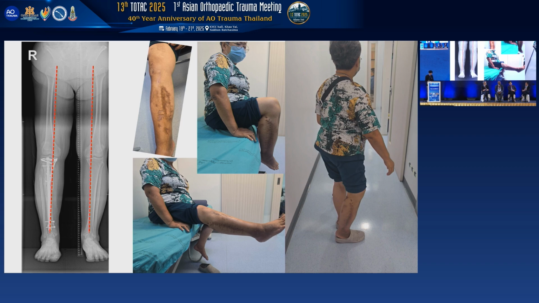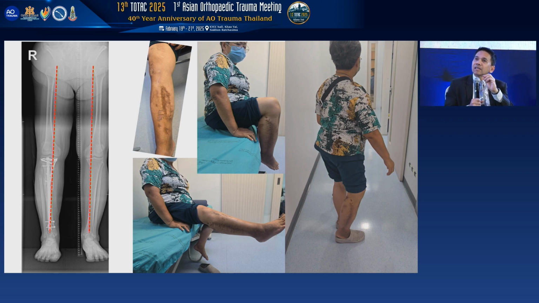May I ask you, Ajahn Kitchai, what is in your mind during that planning? You used the plate, HTO, yes, agree, and then you just think nail or plate for the mid-shaft non-union? So what is in your mind and what's your reason?